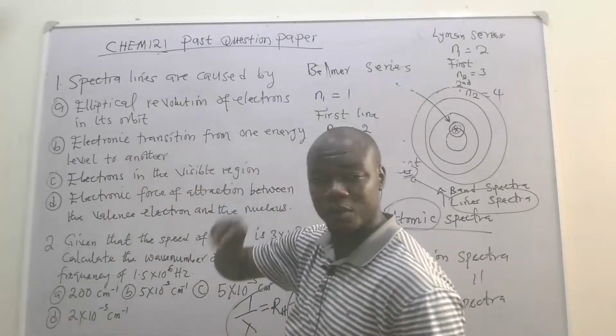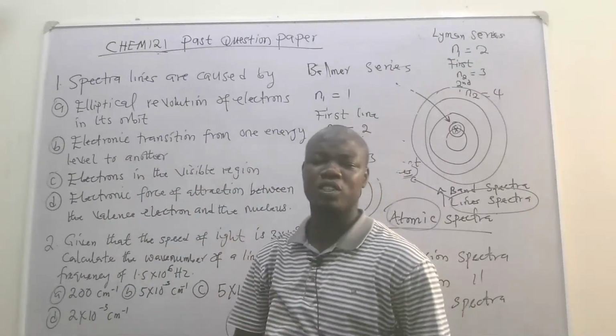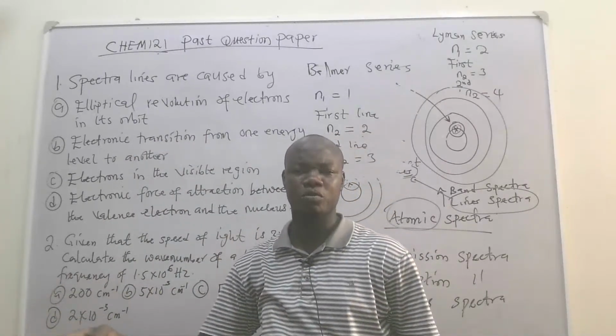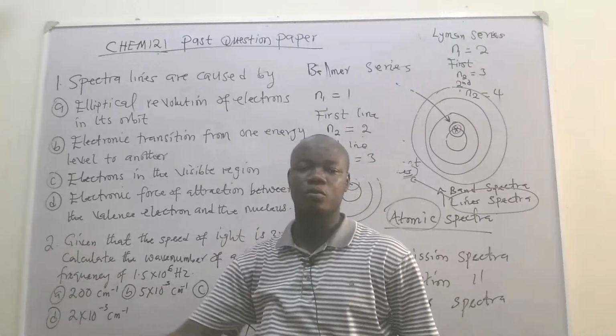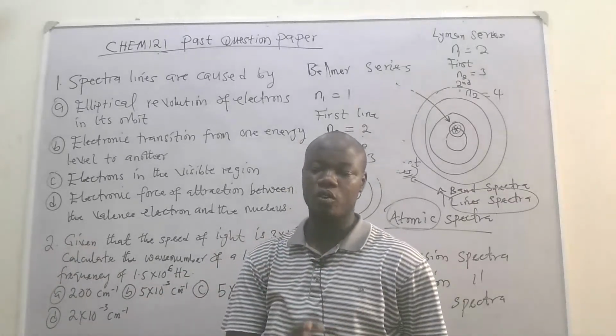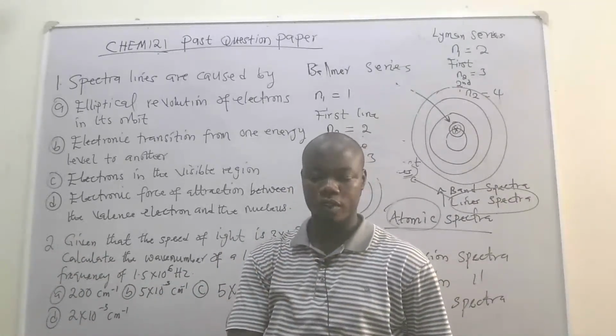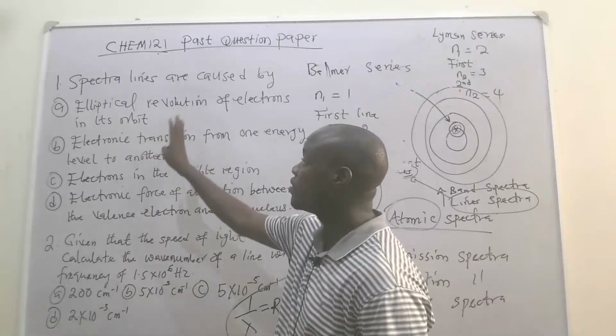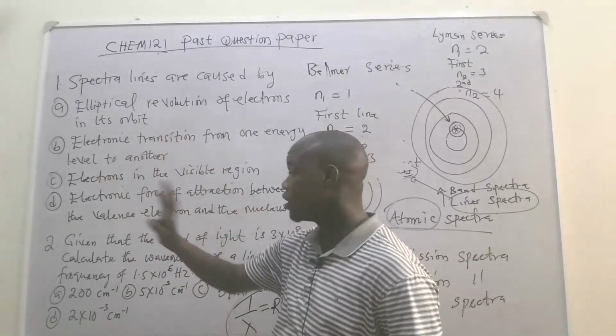So the spectral lines usually happen when electrons move from a lower energy level to a higher energy level, or from one energy level to another energy level. That is what happens in the case of atomic spectra.